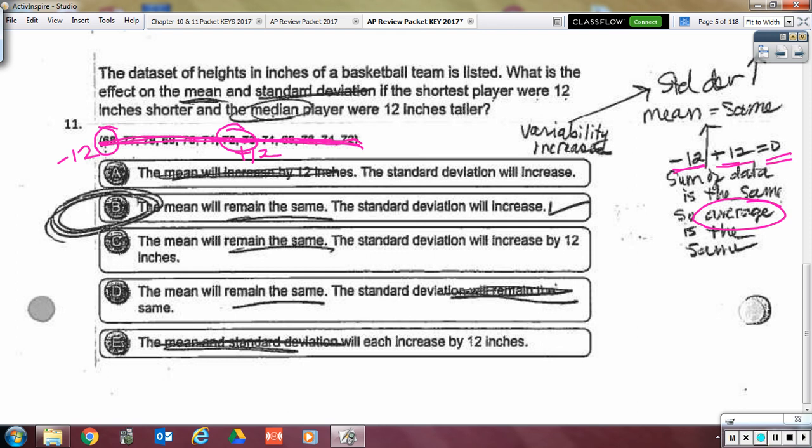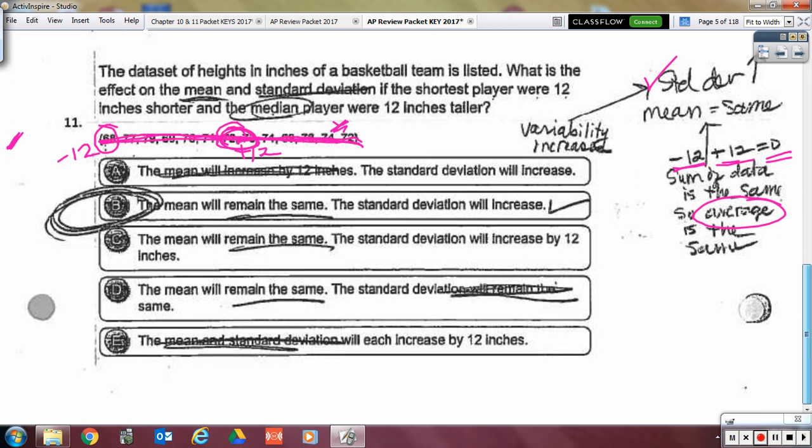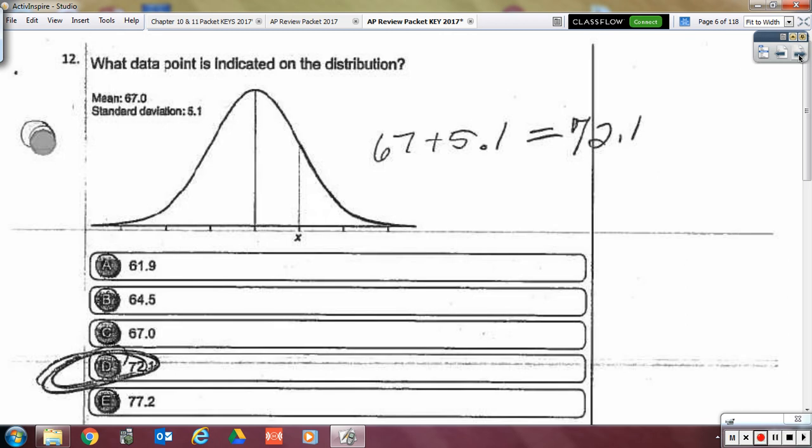But if the smallest is now farther away and the middle one is now way up here, what does that tell me about my spread? It's more varied. So if it's more varied, then I have increased my standard deviation. Okay? All right. Next, number 12. Okay, hope you can get that one. I'm not going to do that. That's just one standard deviation up, so mean plus one standard deviation.